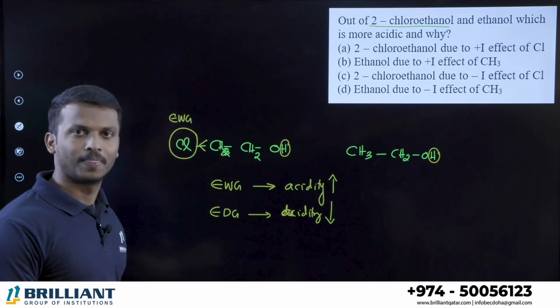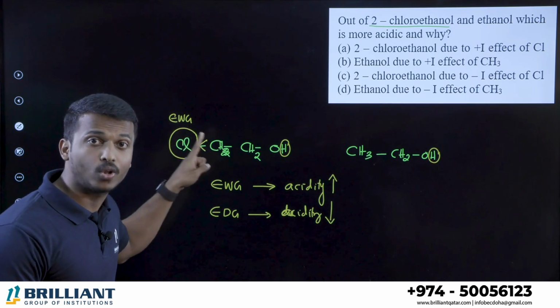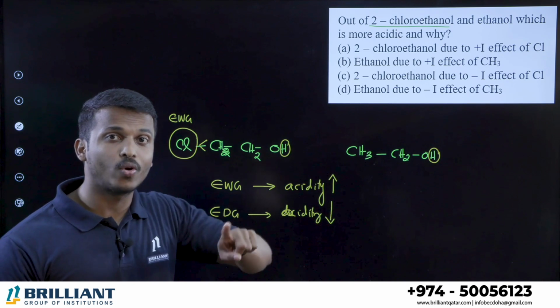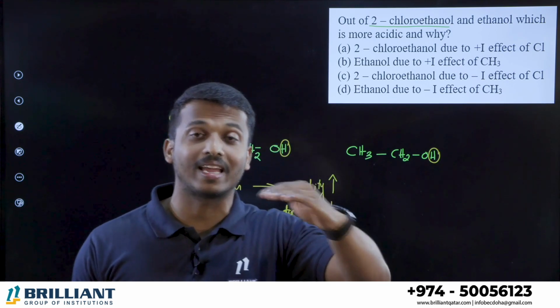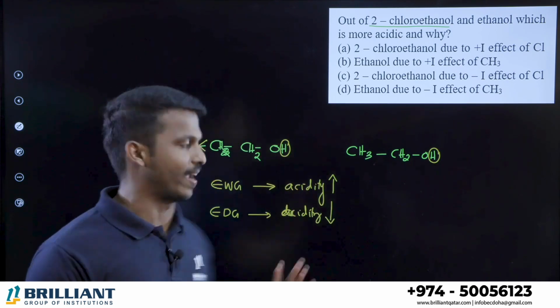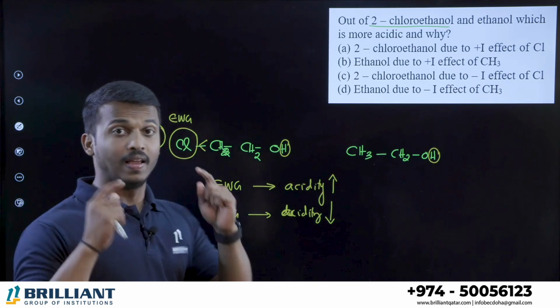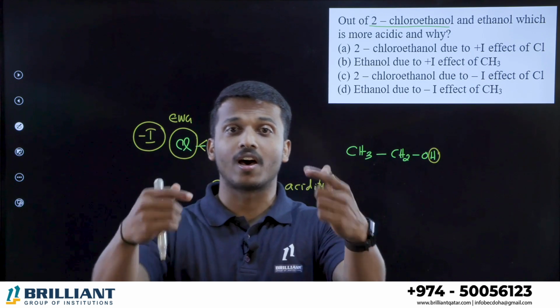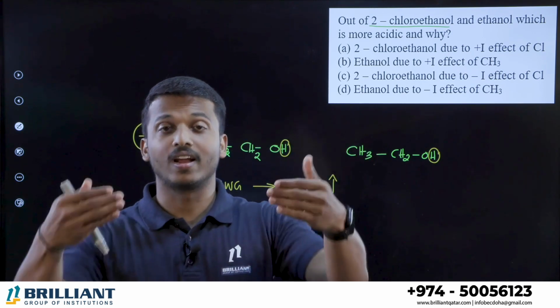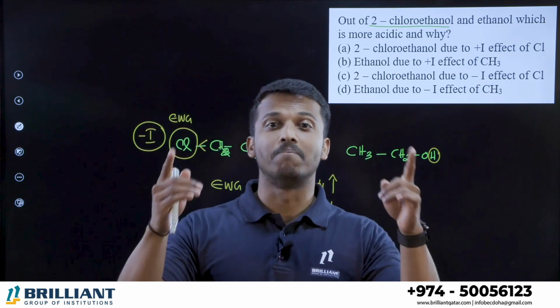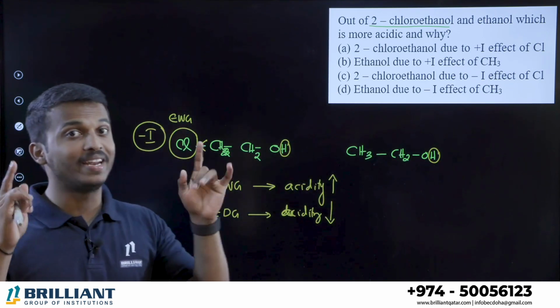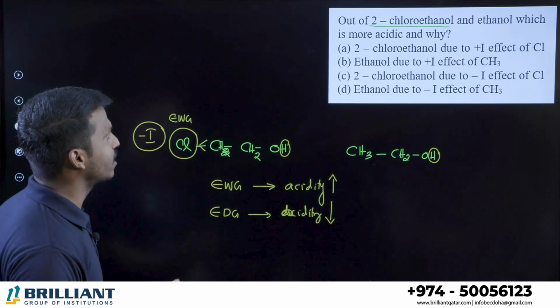What is the reason? There is an electron withdrawing group. Electron withdrawing groups belong to which category? Minus I effect. Minus inductive effect group. Electron donating groups are plus I effect group. Electron withdrawing groups are minus I effect group. Okay, so what is your answer?